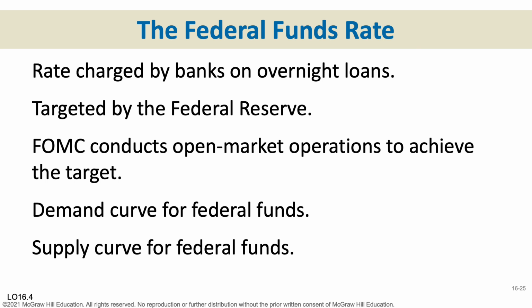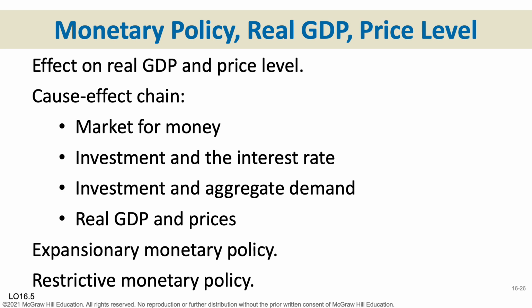So FOMC, remember that's Federal Open Market Committee, those 12 people we talked about, conduct open market operations, buying and selling of government bonds to achieve those targets, that 2% inflation rate and currently 4.3% unemployment rate target. Remember, when we're using monetary policy, the point is to affect GDP and the price level and unemployment.